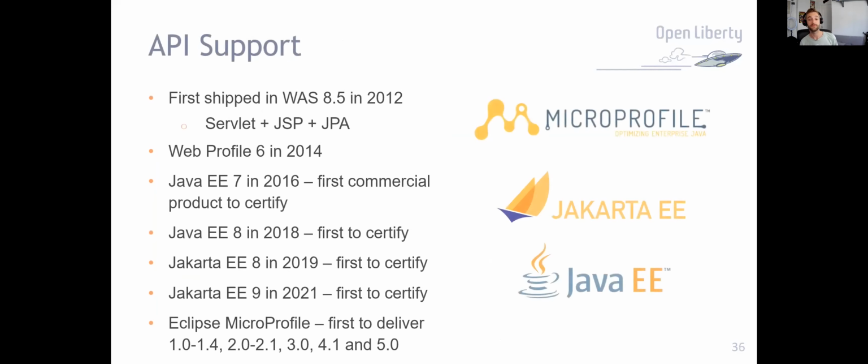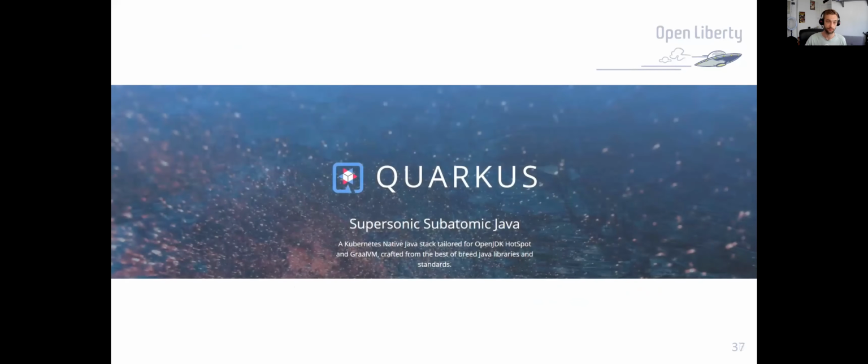Like I mentioned, we have a broad spectrum of support, and we've always tried to be the first to certify for a lot of these new industry standards like Jakarta EE 8 and 9. For example, first to deliver MicroProfile 1, 2, 3, 4.1, and 5, because we want people to use the latest and greatest technology as soon as possible.